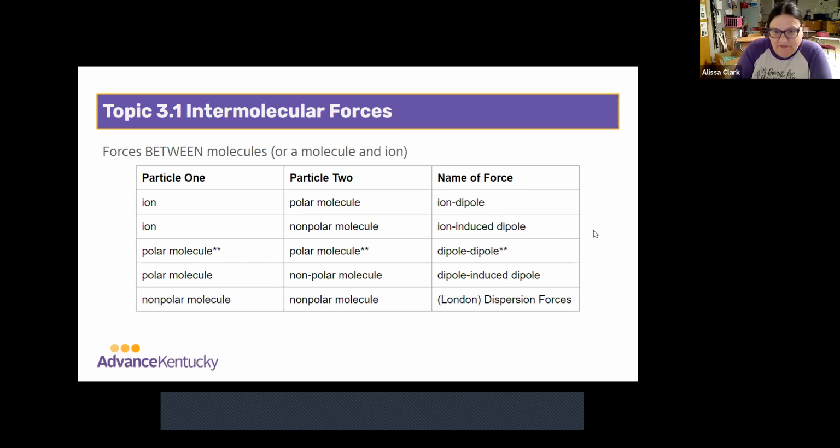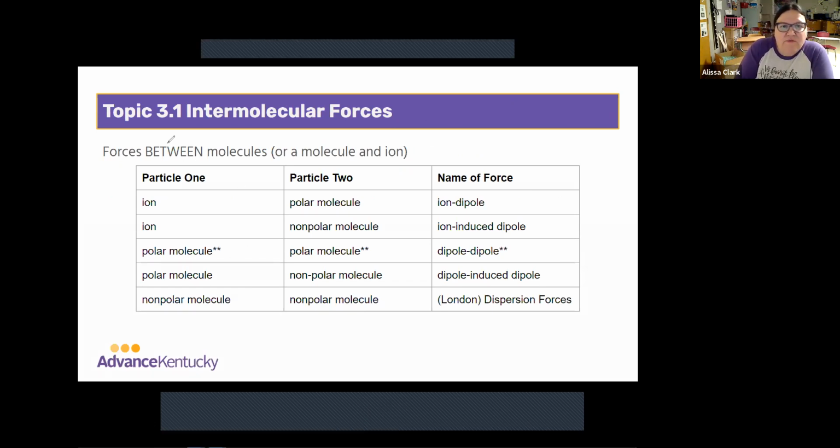One of the things I find my students struggle with the most is just making sure that they understand that these words should not be something that causes them stress. Be sure that you keep in mind that an intermolecular force is a force that is between molecules, or even though it's kind of a misnomer, it can be between a molecule and an ion. And the name of the force tells you what two particles are involved in generating that force.